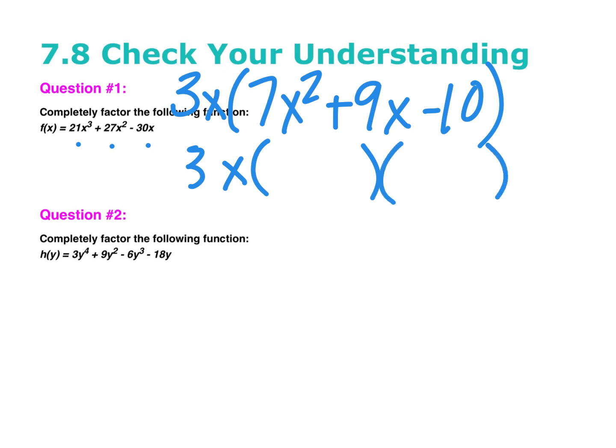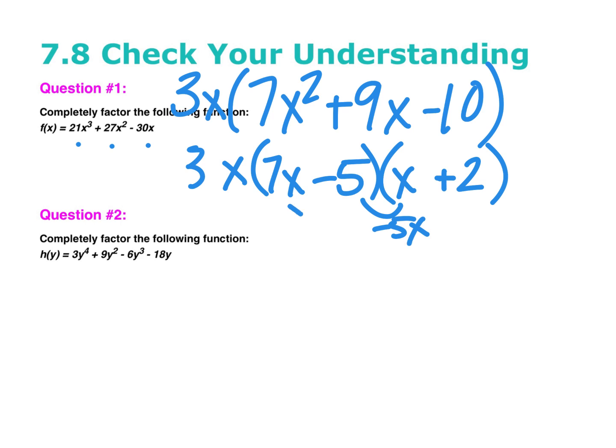7x squared is 7's prime, so it's going to be a 7x and an x. And then 10 is either going to be a 5 and 2 or a 10 and 1. And if you play around with it a little bit, you're going to end up seeing it's going to be a multiple of probably a positive 2 and a minus 5. What that would give you is a negative 5x here. And then this would be a 14x, which does add up to a positive 9x. So that right there would be completely factored. And this is factored into one monomial and then 2 binomials.